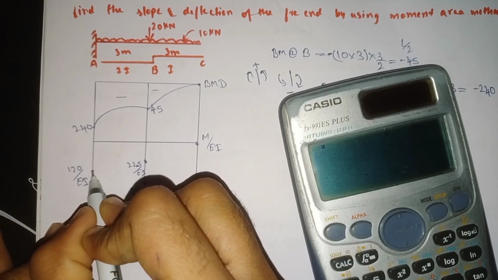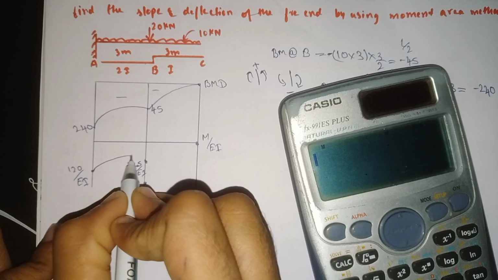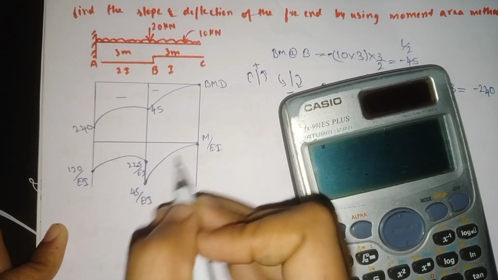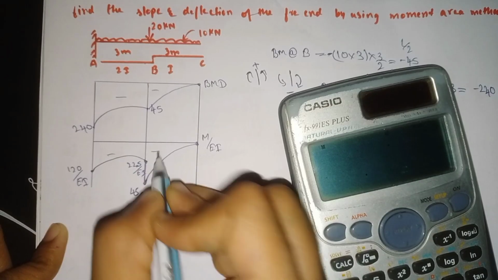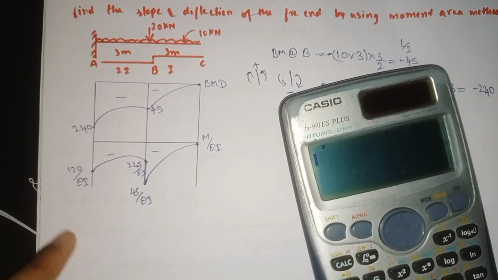So the diagram will come like a parabola like this. Again join here also a parabola like this. This is also negative, this is also negative. This is how we need to draw the M divided by EI diagram.